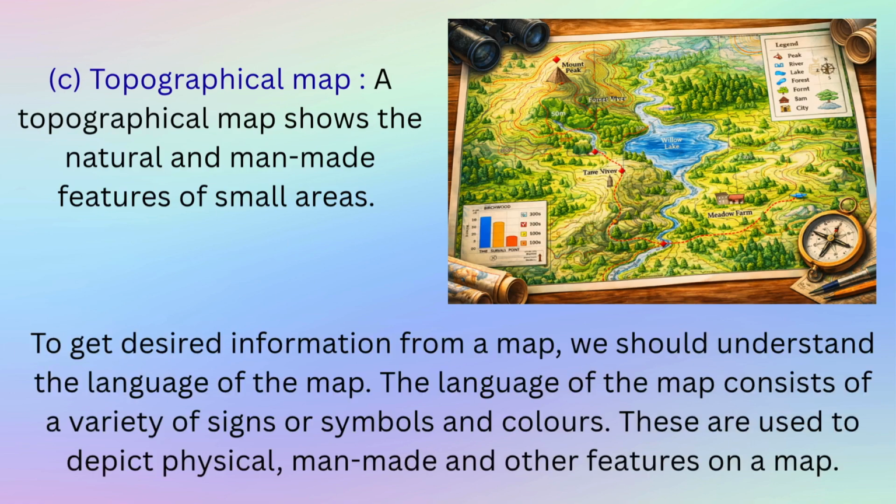To get desired information from a map, we should understand the language of the map. The language of the map consists of a variety of signs or symbols and colors. These are used to depict physical, man-made and other features on a map.